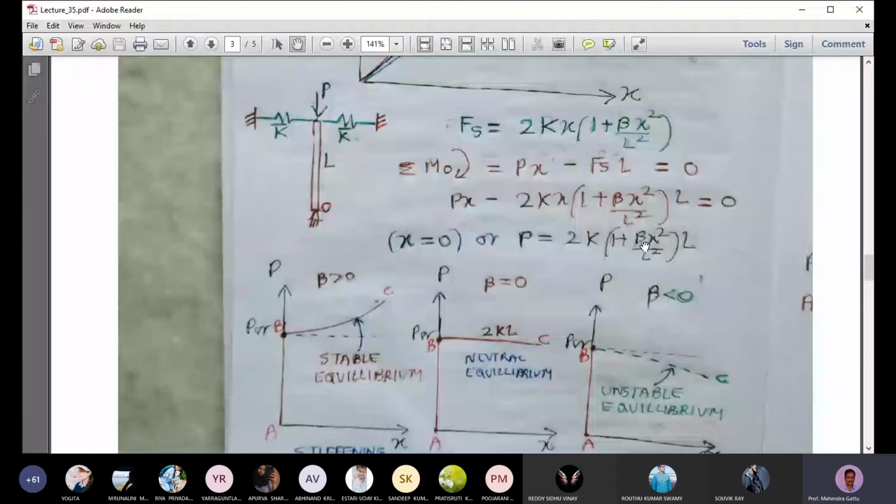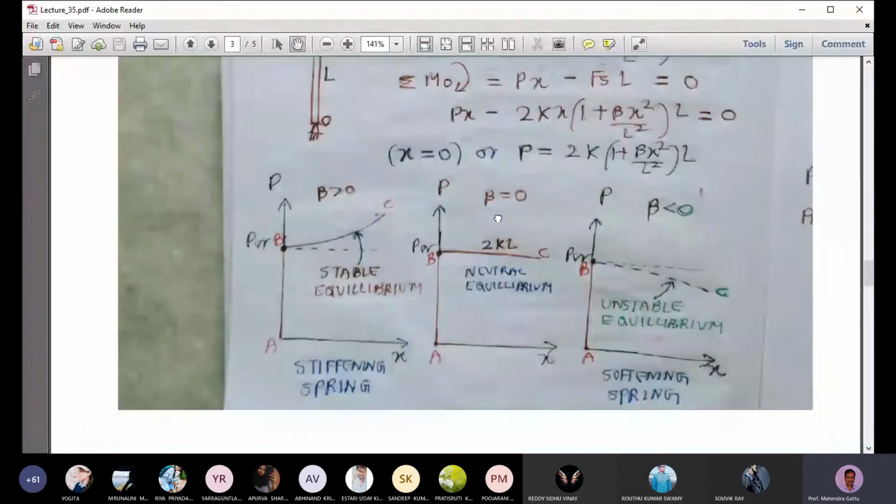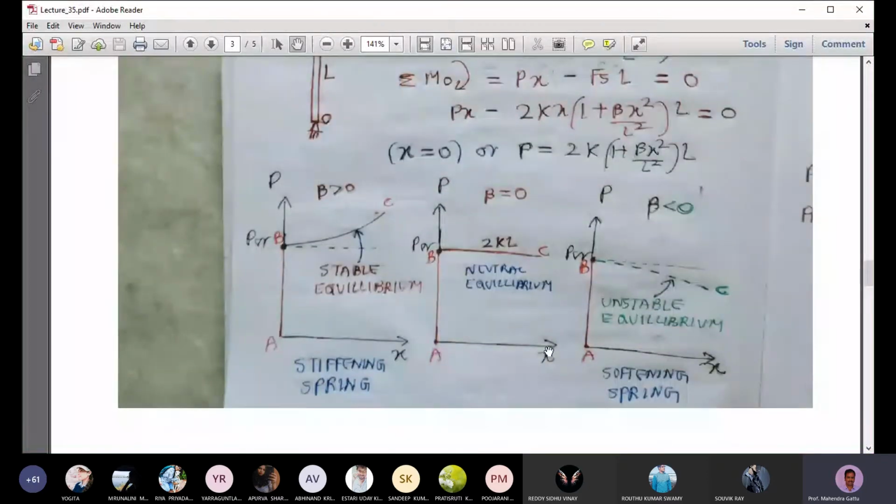So we can look at the bifurcation diagram here. So the bifurcation diagram for beta is 0 is this one. So from A to B there is perfect compression, and at B there is a bifurcation happening, and the column will go into the bending mode, and this critical value is P critical, and that is equal to 2kL. So this we have discussed. Now what will happen if beta is greater than 0? So that is shown here, and when beta is greater than 0, it is a stiffening spring.